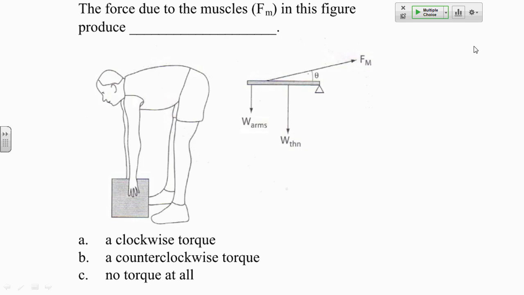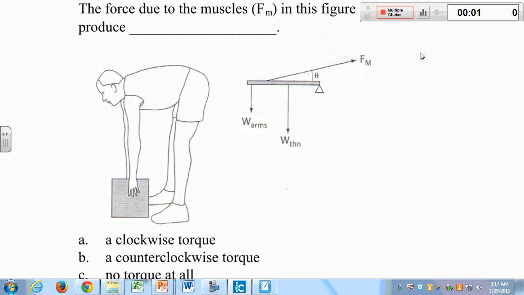Okay, we haven't covered this, but you should have read about it. The force due to the muscles in this figure, Fm, produces which kind of force? There's this force right here, like the force of the muscle that pulls you up, the erector spinae. So what is the direction of the torque? Is it clockwise torque, counterclockwise torque, or no torque at all? It causes me to go like this and stand up. The muscle that pulls me up. The erector spinae.